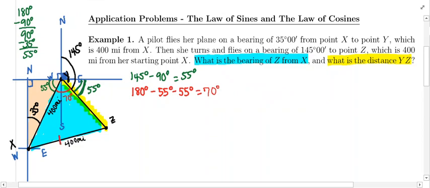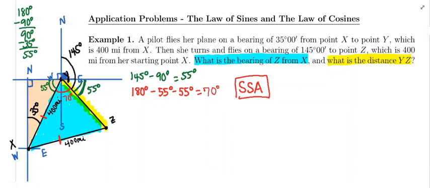I've got this side, the side from X to Z, and then the side next to it from X to Y, so that's another side, and then I've got the angle right next to it. So this is the case of side side angle, which is the ambiguous case. Now I'm going to tell you this. For these application problems, when you come across side side angle in the ambiguous case, it will be the case of one triangle. You can do the work to check it, but it won't be any of the tricky situations.